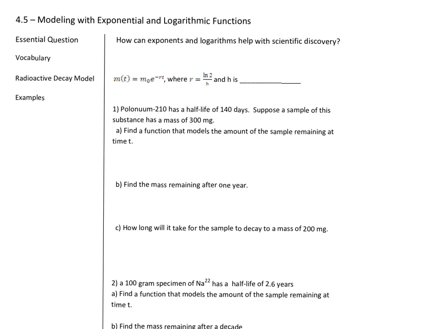We have m of t, and so this is going to be the mass at time t. And then the m sub 0, this is all kind of one variable there. M sub 0 is the initial mass. E, of course, is not a variable. It's our exponential constant number. And then to the power of negative RT.